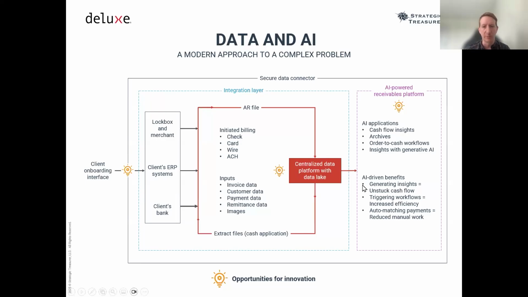And then on the right-hand side here, we've got some additional bits, AI-powered receivables platform. So there are other things you can do. I think I talked a little bit about it, but insights of this data. We can do that cash application, matching the payments, bringing in remittances from a bunch of places. But there are also those insights you can derive from it all.